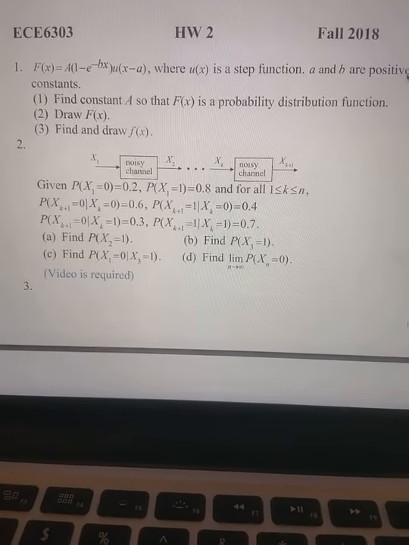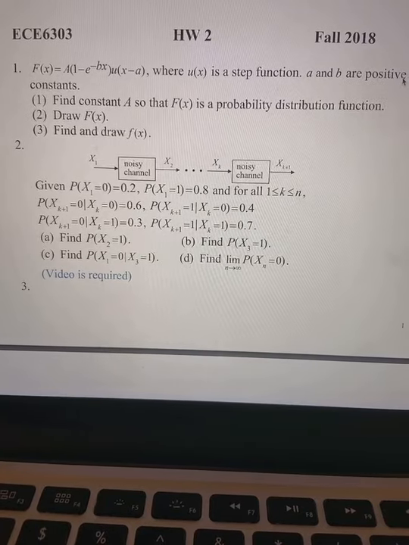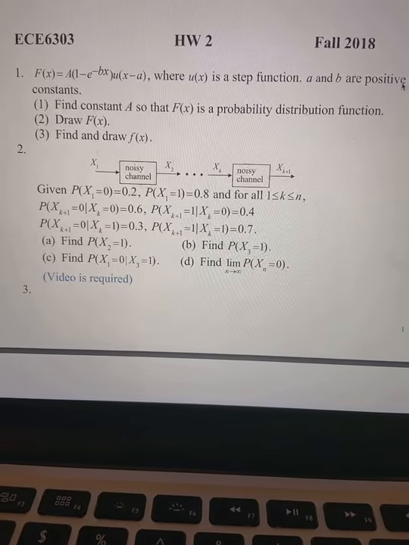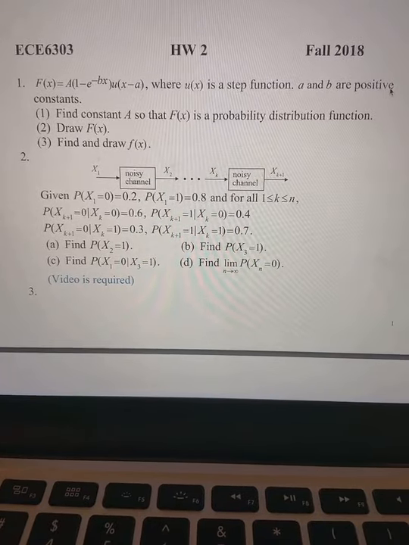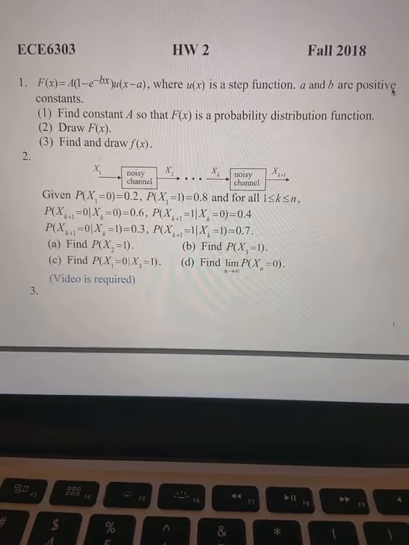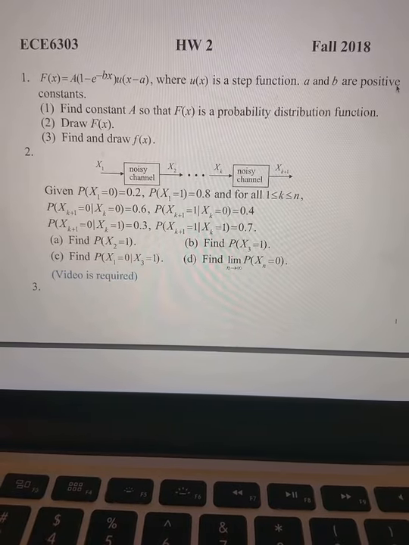I'm Kong Kong. Today we are going through the ECE6303 homework 2. Let's go through the second question first. We are going through many noisy channels and given a lot of conditions.